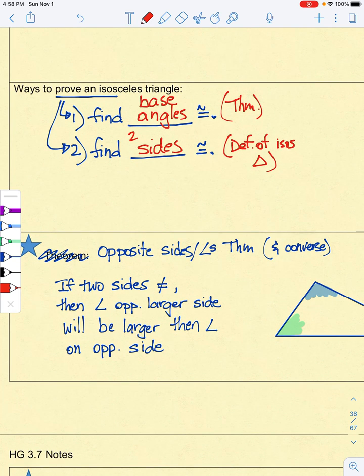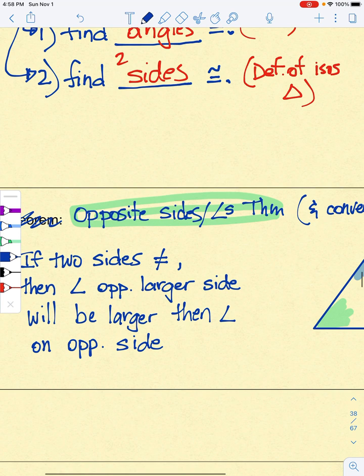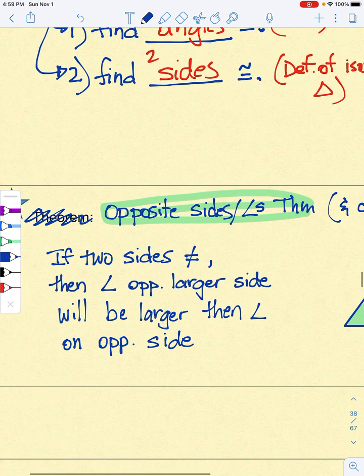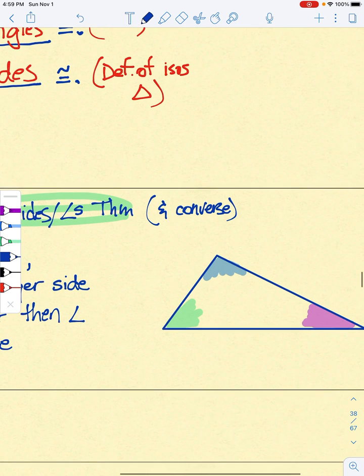All right. Now we've got an interesting kind of repercussion, a consequence of that which we just mentioned. And that is that we have the opposite sides and angles theorem. Okay? If two sides of a triangle are unequal, then the angle opposite the larger side will be larger than the angle on the opposite side. So that's a little hard to understand just in words. So I'm going to draw a little picture here.